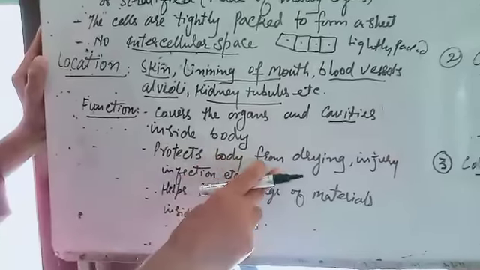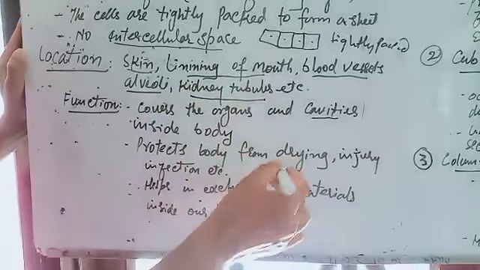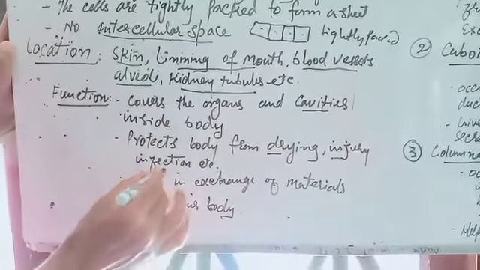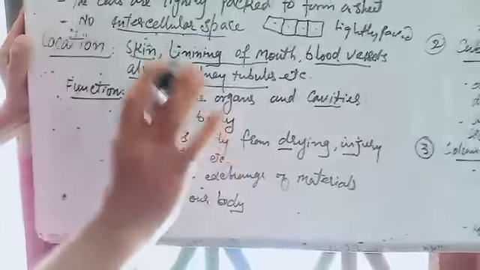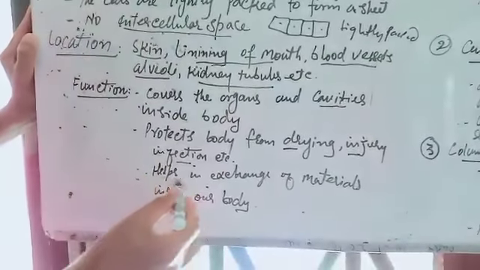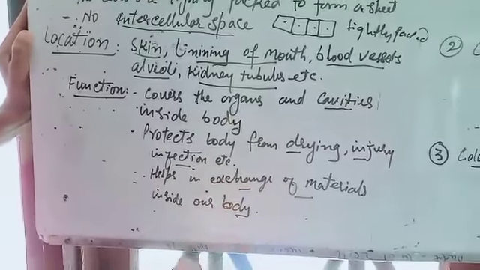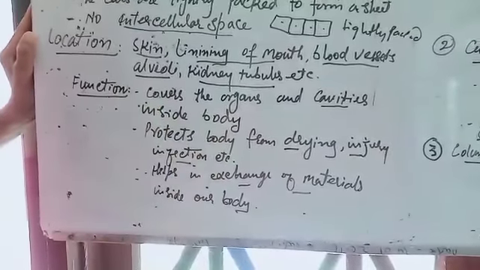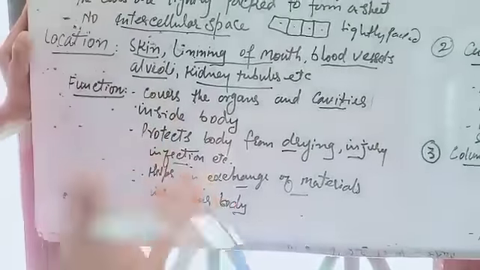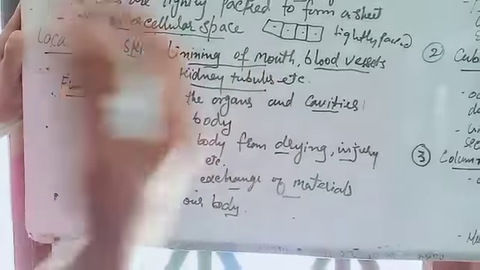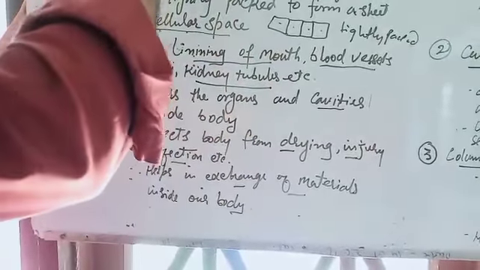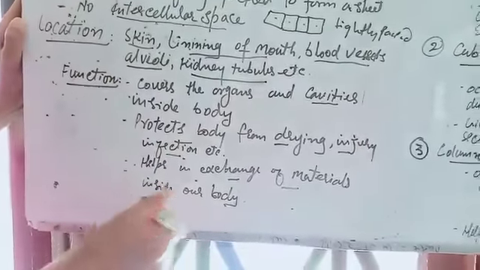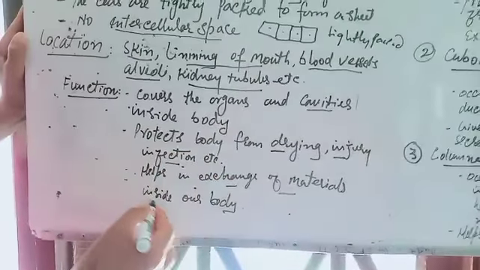Next is protects body from drying. What is the function of it? It protects our body from drying, injury, and infection. Next is helps in exchange of materials. Our body needs to exchange materials, essential ones like oxygen, carbon dioxide, food, and wastes. These materials are exchanged through this epithelial tissue, because the epithelial tissue covers the hollow organs or hollow cavities inside our body.